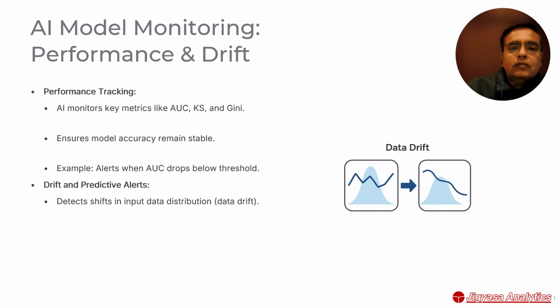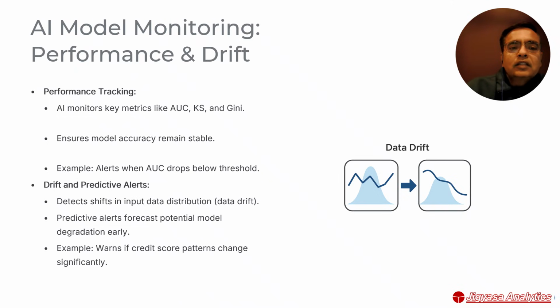So there are population stability indices, and other techniques to do all of this. And then there are predictive alerts to forecast if the model is going to degrade. And this is a combination of the different things we have seen.